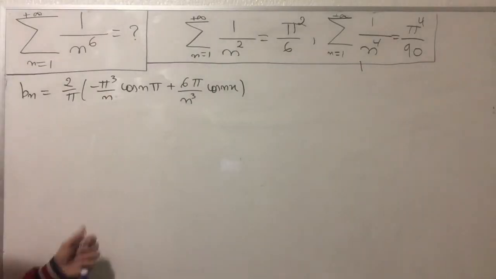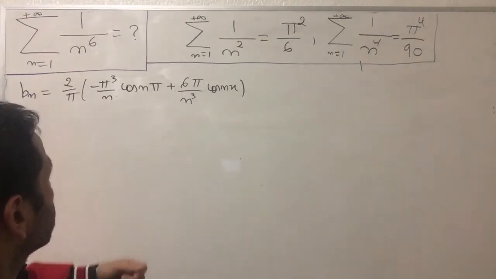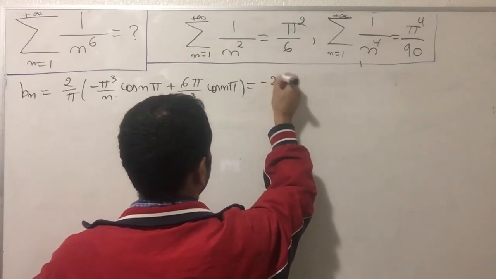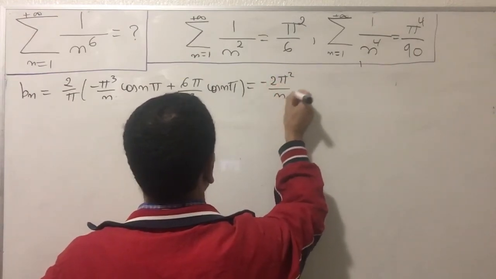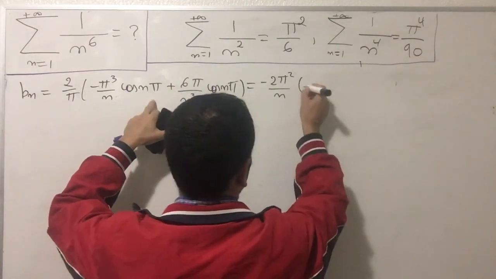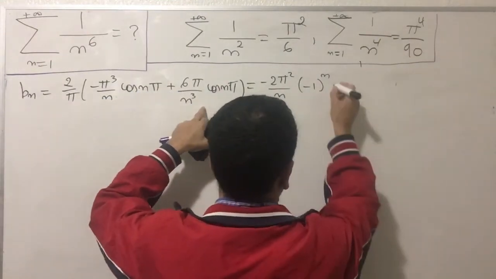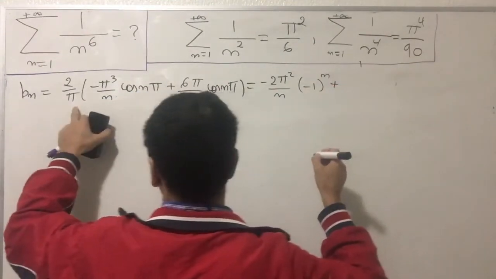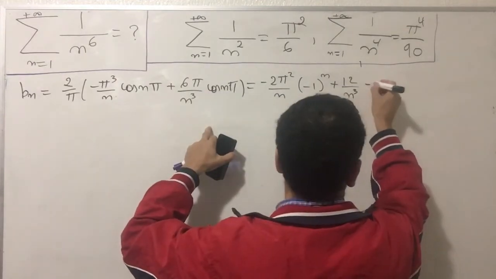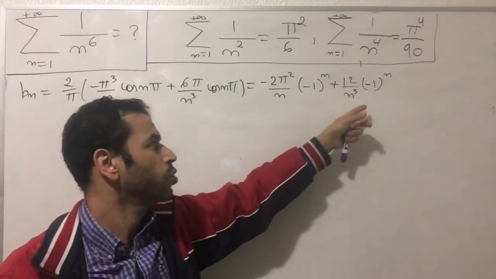Okay, in the last board we were working on this one and we came up with these results. So I'm going to simplify this one a little bit. I will have minus 2 pi squared over n multiplied by cosine n pi. I'm going to transfer cosine n pi to minus 1 to the n. This term will have 12 over n cubed multiplied by minus 1 to the n. I'm just changing cosine n pi into minus 1 to the n.